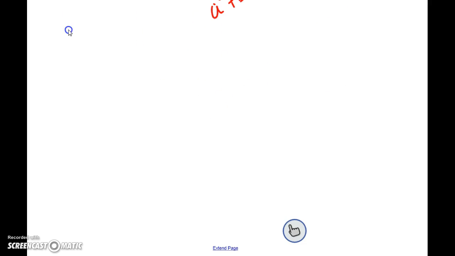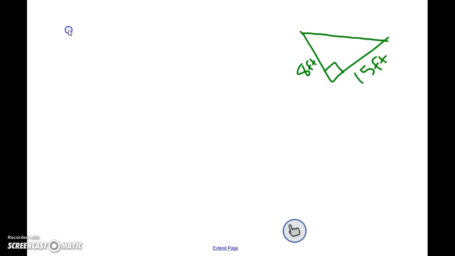All right, let me give you another example. What if I know it's a right triangle? I'm 100% positive of it. And I don't know the hypotenuse. So let's make this be 8 feet and this be 15 feet. Quick check. My hypotenuse across from my 90-degree angle is always C, and it's going to have to be larger than 15 because the hypotenuse is always the longest side length.